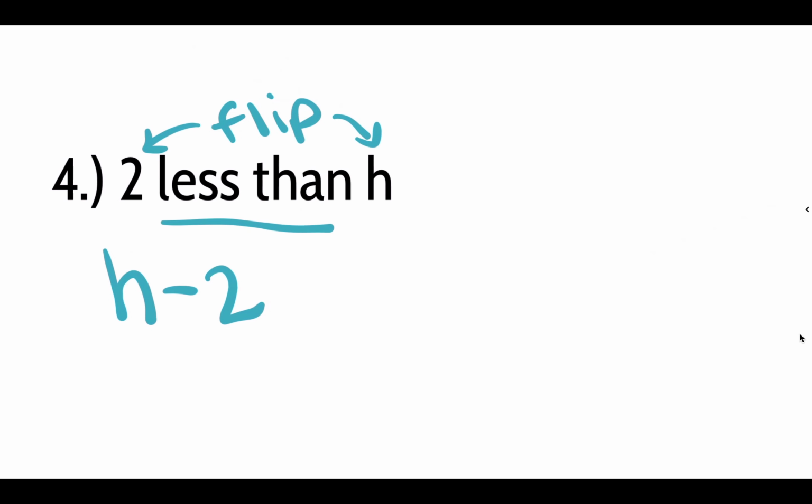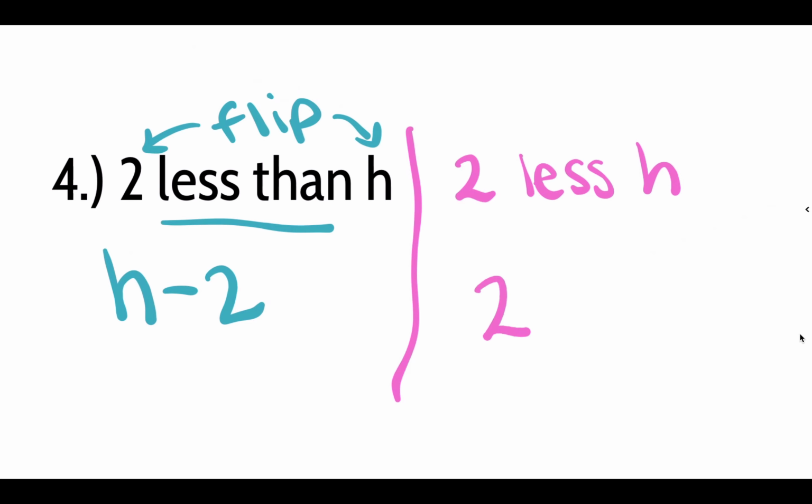If we had 2 less h, that is 2 minus h. Okay, the order doesn't change. Only with less than does it change.